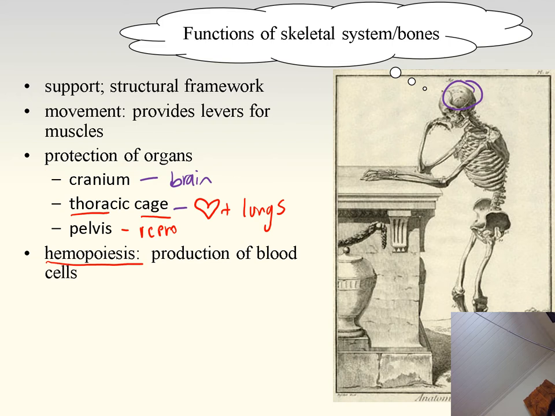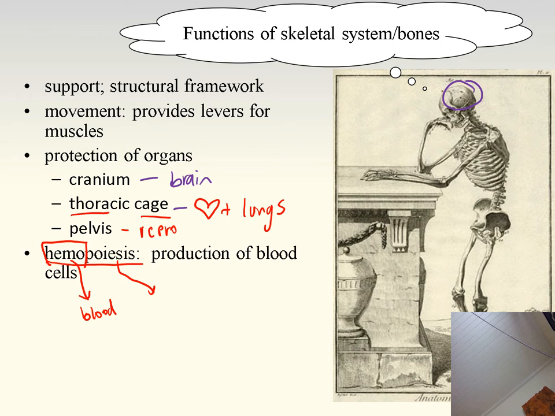Hemopoiesis, so hemo means blood, and poiesis is just a fancy way to say the synthesis of something from other materials. So hemopoiesis is I have stuff that wasn't blood before, and I'm going to make it into blood. Kind of like how flour, sugar, butter, water, and eggs are not separately cake, but if you combine them, they become cake. Same idea.